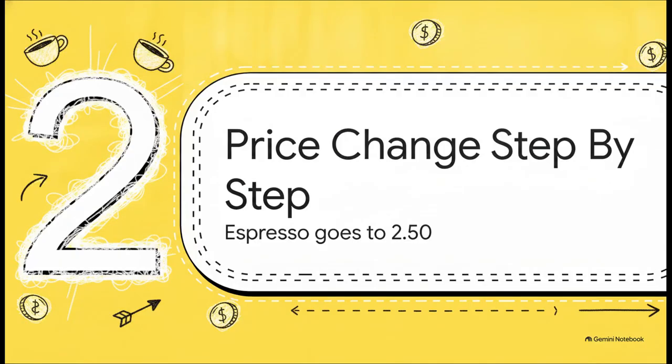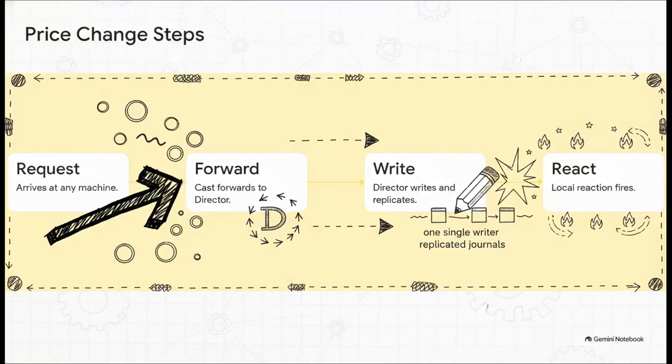Let's trace how this handles a price change step by step. Let's say espresso goes from $2 to $2.50. Step 1. The request arrives at any machine. It genuinely doesn't matter which one, and nobody had to route it to a special machine. Step 2. If that request landed on a cast, the cast is never asked to write. It simply forwards it to the director. There's one single writer, so the change lands in one exact order, and there's nothing to reconcile.